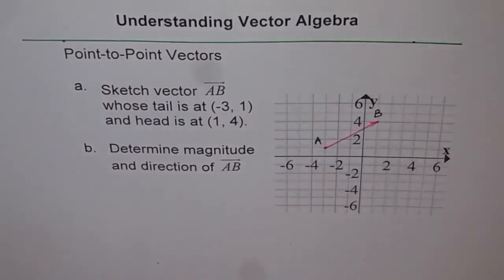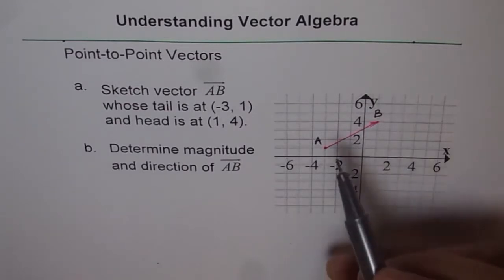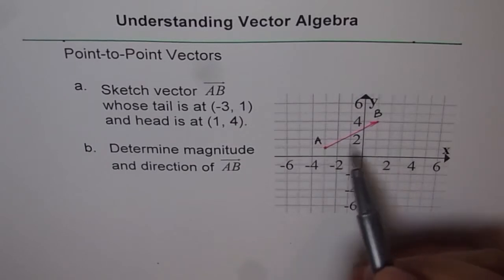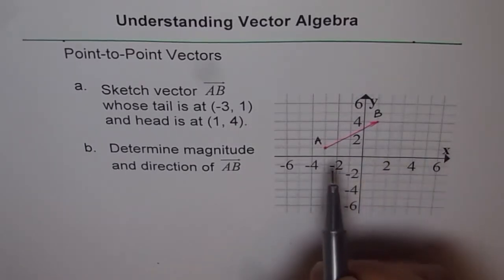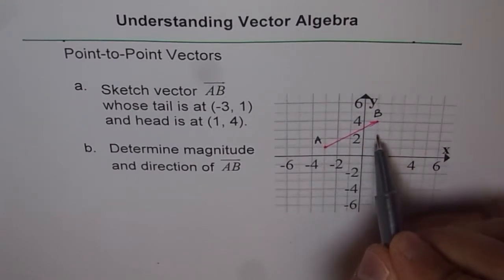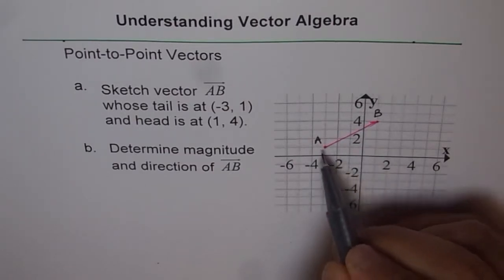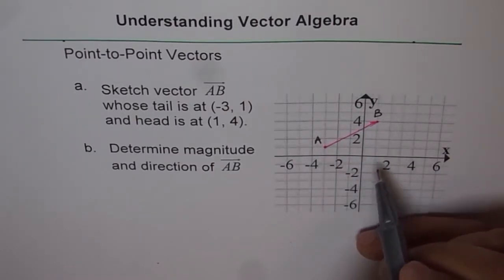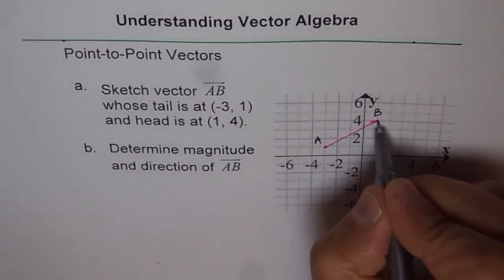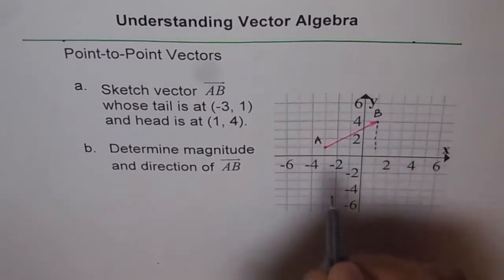Now, let's try to understand how to find the magnitude of this vector. So magnitude is basically the distance between A and B. We can use the distance formula: the change in x position, squared, plus the change in y position, squared, will give us the square of the magnitude. Then we take the square root and find the magnitude of the vector. That's a good way of doing it. So let's do that. We'll make a right angle triangle here.